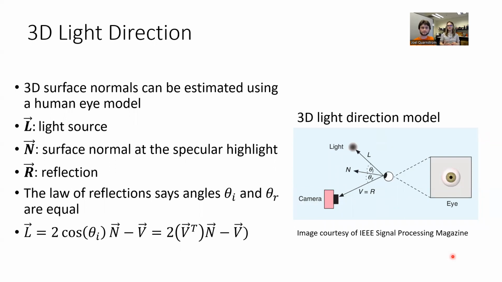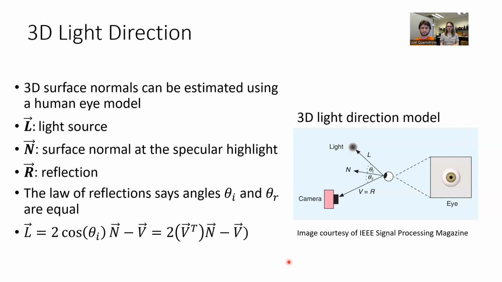The idea here is you set up three vectors, L, N, and R. L is a vector pointing towards the light source away from the eye. R is the light reflecting from the eye into the camera, and N is a vector that is perpendicular to the surface, normal to the eye. The law of reflection of light tells us that the angles formed between L and N and between N and R have to be equal. So we can use this equation down below to estimate the direction and magnitude of L.